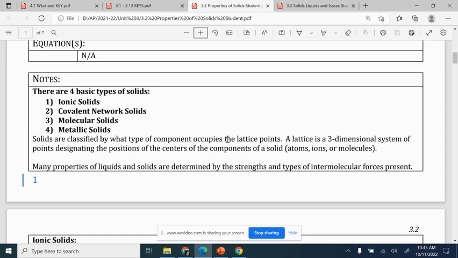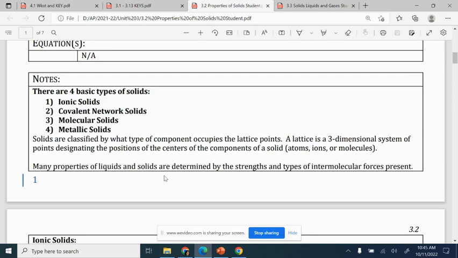Solids are classified by what components occupy the lattice points. A lattice is a 3-dimensional system. It's kind of like a scaffold, like the ones you've seen outside of buildings or even inside when they're working on walls. They usually have cross beams and a platform that people can stand on and do their work, but they're temporary. These are always there unless the thing ends up being melted. So these have lattice points, and that is where they're going to be connected by either attractions or bonds.